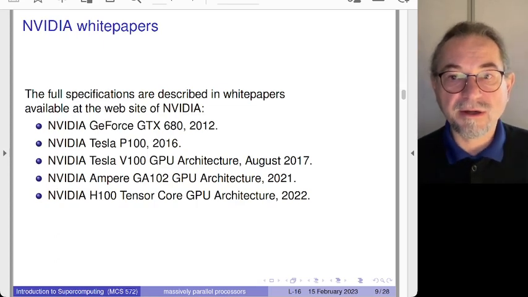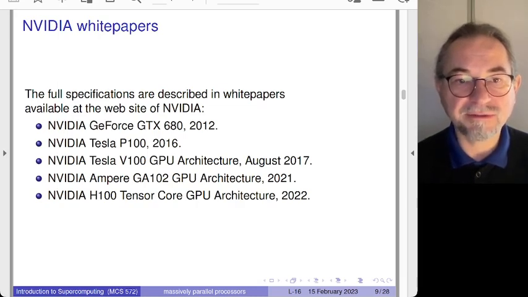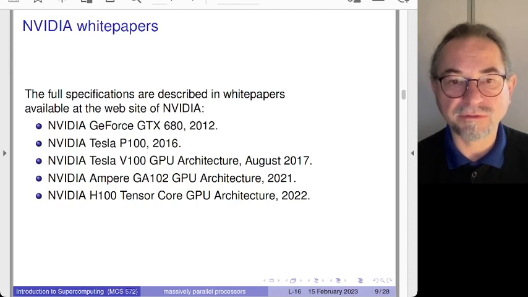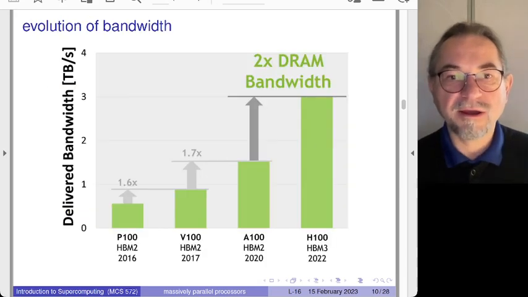So the information on the next slide is taken from the last white paper on the Hopper architecture. I listed some major specifications of the Pascal, the P100, and the Volta on the previous slide. These architectures are 5 to 6 years old already. The current newest GPUs are called Ampere and Hopper. So here is the evolution of the bandwidth.